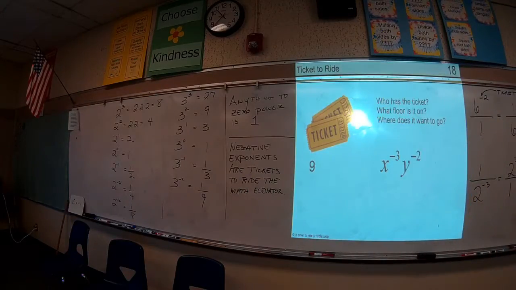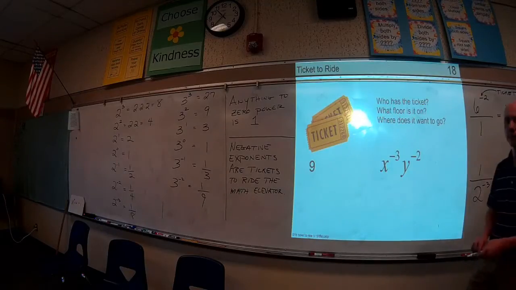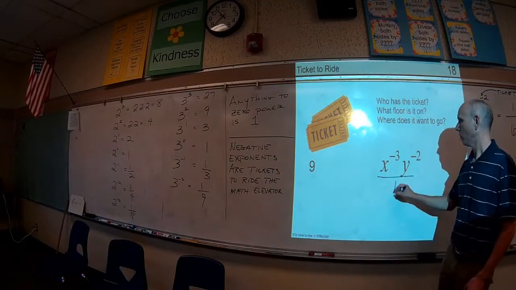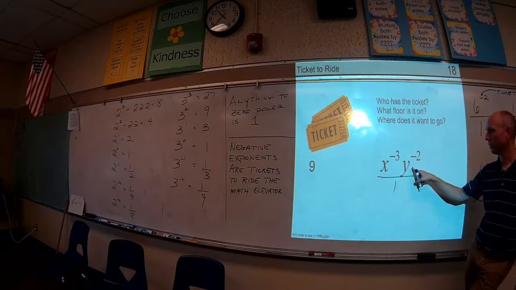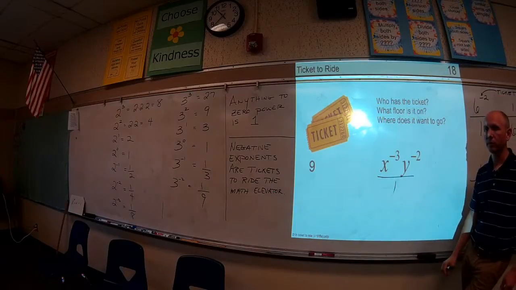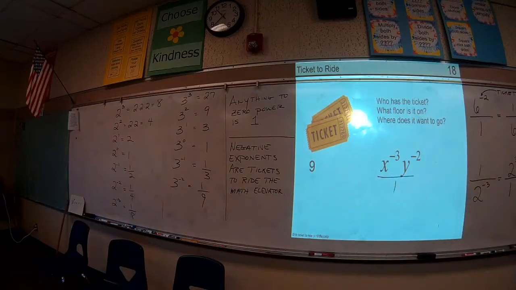Brayden, what floor is everybody on? The top. Where's the X going to go? Down. Where's the Y going to go? Down. What's going to be on top? 1. Perfect.